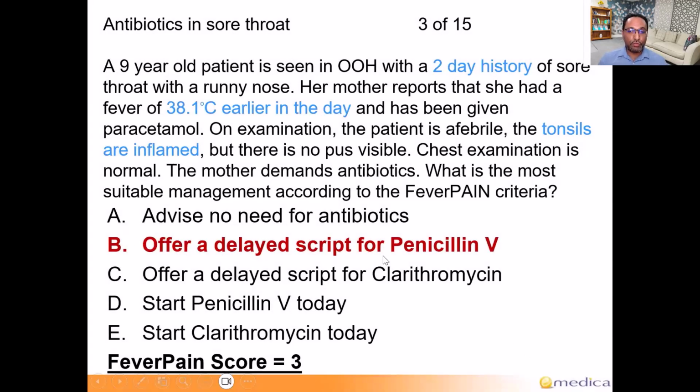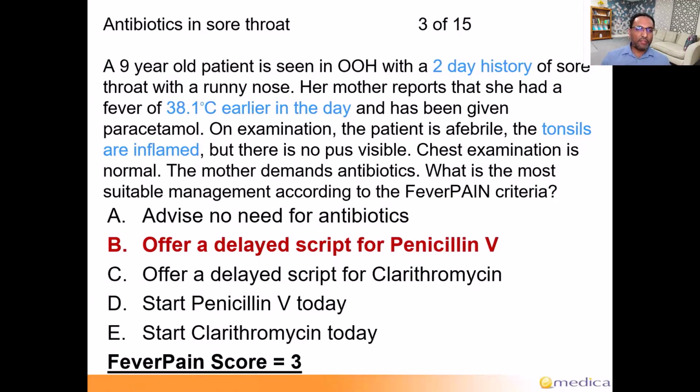Offer a delayed script. Those of you that thought it was 1 or 0, that's probably why you picked A. Advise no need for antibiotics, because if the FeverPAIN score is 0 or 1, that's what the guideline recommends, that they don't need antibiotics. That's because the likelihood of it being strep, if it being bacterial, is very low. Whereas if it's 2 to 3, there's a moderate probability, which is why the guideline recommends that you could offer a delayed script. If it's 4 or more, then it's a high probability and you should consider starting antibiotics that day.